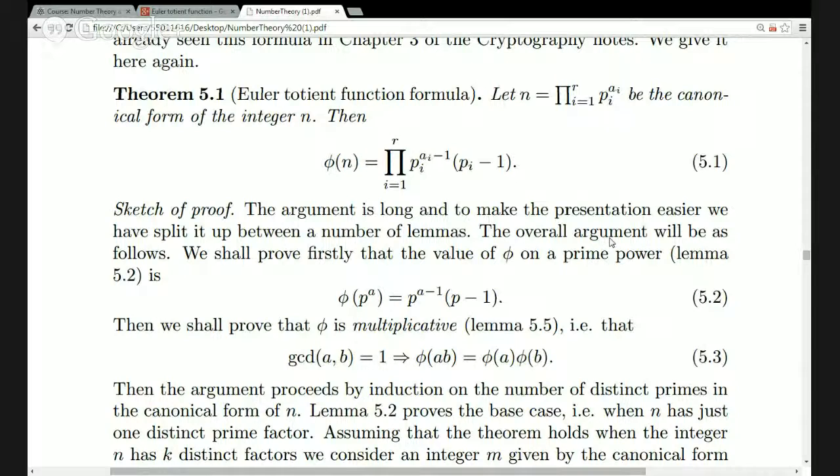Now, the way we prove it is very much based on the type of formula it is. It's a formula which is multiplicative. It's built as a big product of things. And the things that are going into the product come from the prime powers that appear in the factorization of n. So we build the proof from the ground up based on that structure. It's going to be an overall induction argument.